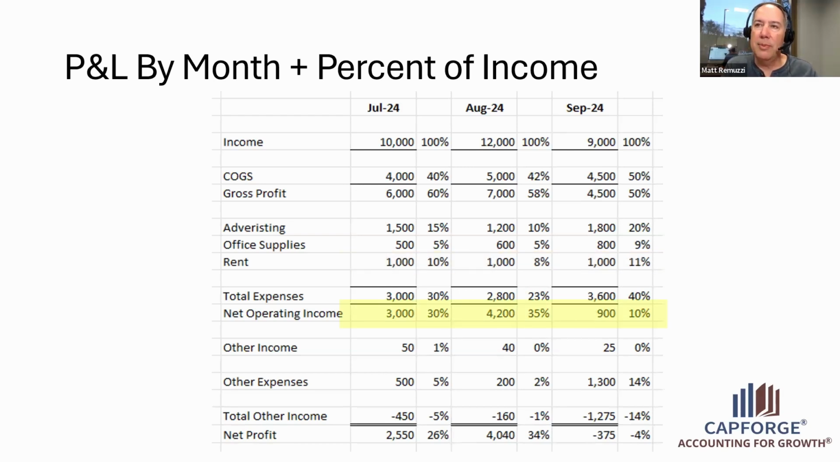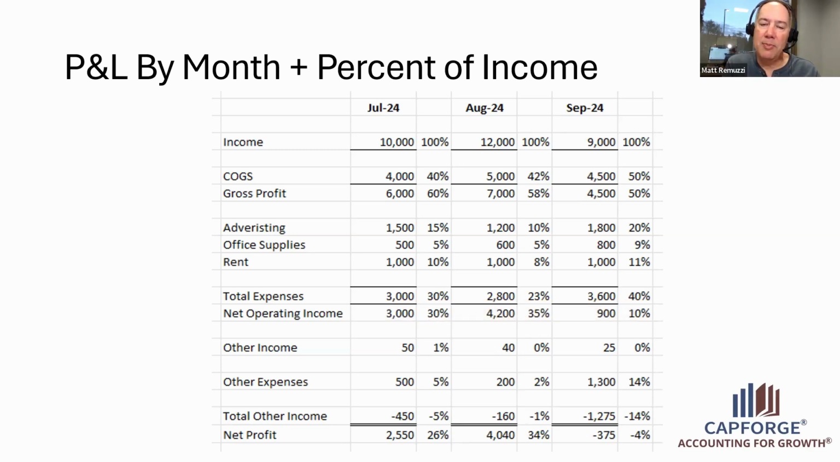Net operating income is 30% in July. I was happy with that. August, even better, 35%. But my gosh, in September, it's down to 10%. That is not good, especially when I'm going to have whatever that big other expense was in September that hit.